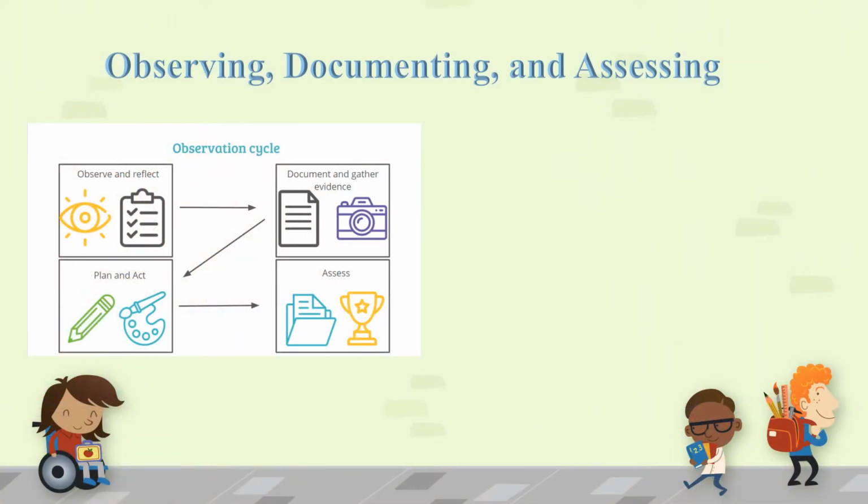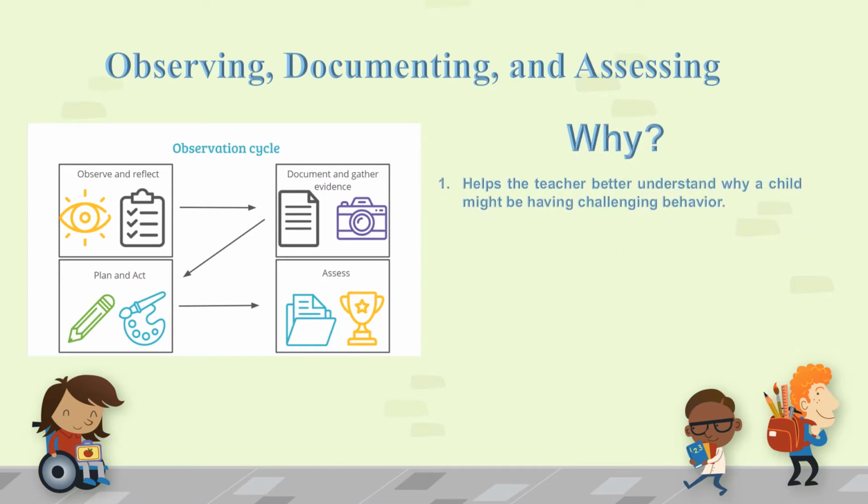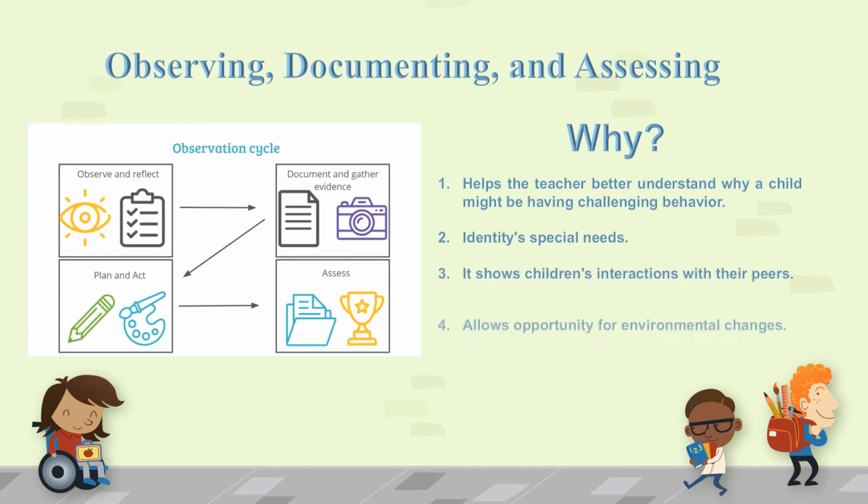So, observing, documenting, and assessing. I know you're wondering, why did I choose this area? Well, for one, it helps the teacher better understand why a child might be having challenging behavior. Two, it identifies special needs. Three, it shows children's interactions with their peers. And lastly, it allows opportunity for environmental changes.